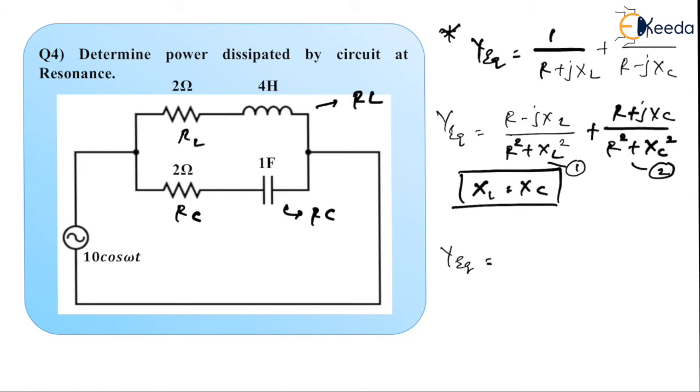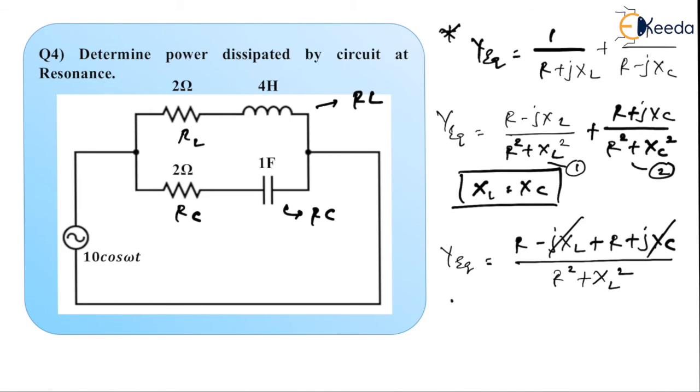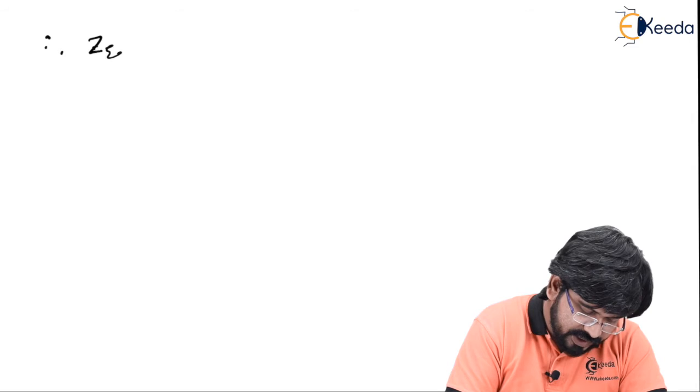Therefore, I can have Y equivalent as R minus JXL plus R plus JXC whole divided by R square plus XL square. Since XL and XC are same, these two gets cancelled. What is Y equivalent? It is 2R upon R square plus XL square. Is that right? This is in fact Y equivalent at resonance. Therefore, I can write Z equivalent as R square plus XL square upon twice of R.